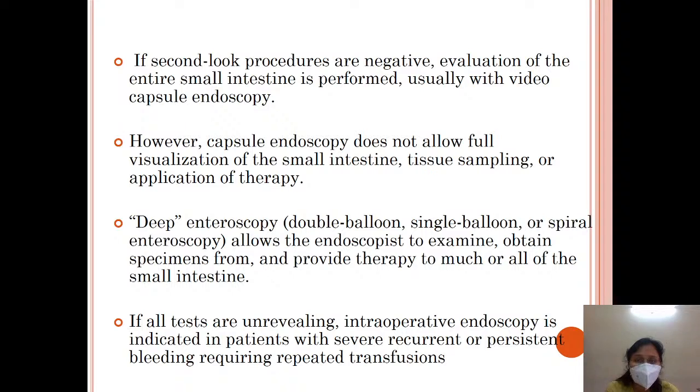If second look procedures are negative, evaluation of the entire small intestine is performed, usually with video capsule endoscopy. However, if capsule endoscopy does not allow full visualization of the small intestine, tissue sampling or application of therapy is indicated, and deep enteroscopy, that is double balloon or single balloon or spiral enteroscopy, allows the endoscopist to examine, obtain specimens from and provide therapy to much or all of the small intestine. If all tests are unrevealing, intraoperative endoscopy is indicated in patients with severe recurrent or persistent bleeding requiring repeated transfusions.